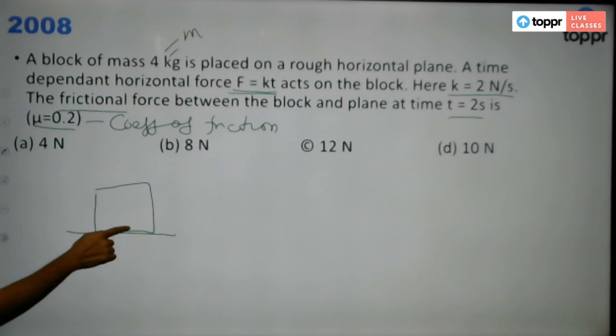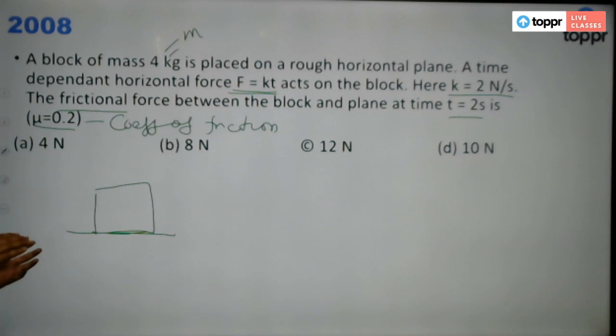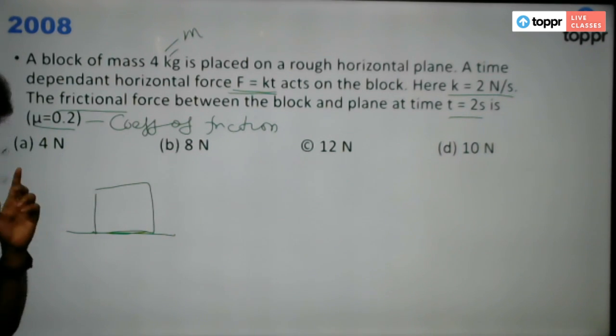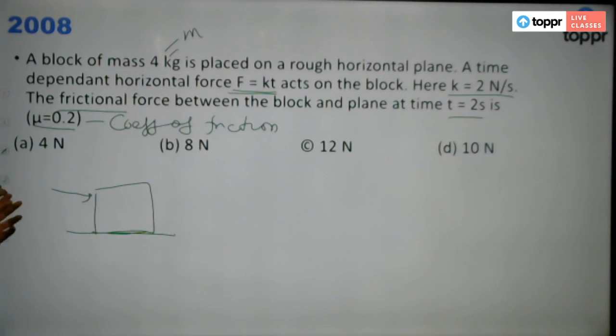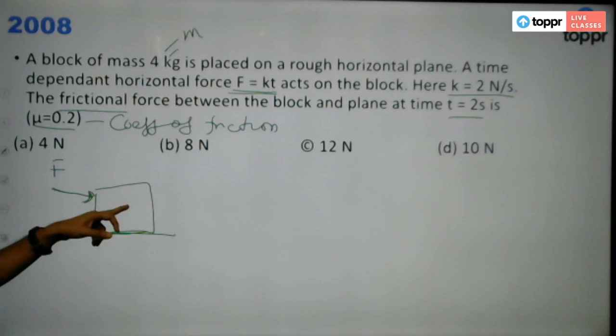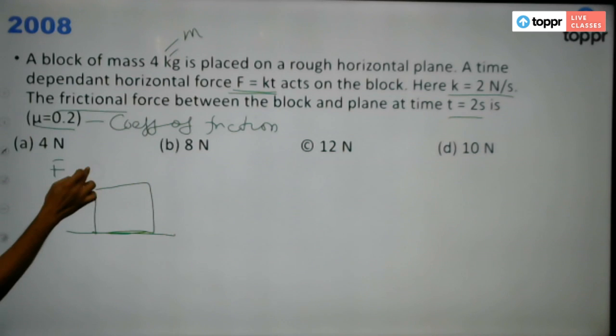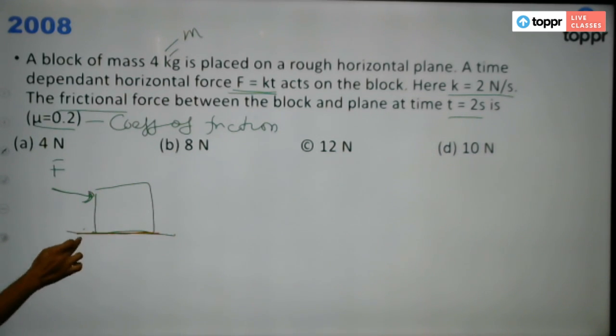A frictional force is a self-adjustable force. It means frictional force works only when there is a tendency of the body to move. There is an external force on the body which is trying to move the body. It's not that the body should move. The tendency of the body to move itself generates a friction in the opposite direction. So this force is trying to move the body. Hence, a self-adjustable force generates across the surface.